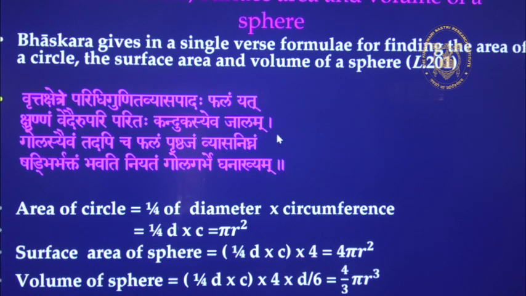He says kanduka iva jalam. So that is chaturguna, veda rupa. Veda stands for four in Bhuta Sankhya. So if the area of the circle is multiplied by four, that gives the surface area. Then that is multiplied by the diameter and divided by 6, and you get the volume of the sphere. So the proofs are given for this.